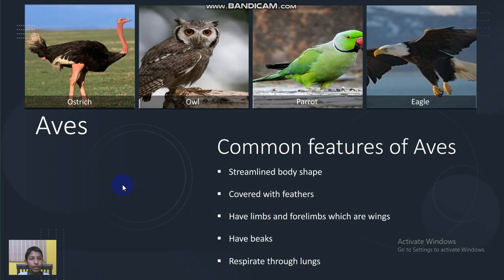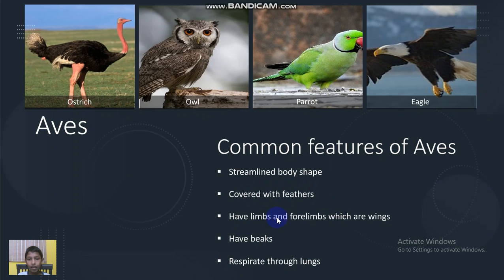The next category we can see here is aves, the flying aves, which includes owls, parrots, eagles and many more, and the flightless aves like ostriches, emus, rheas and cassowaries. Some common features of aves are that they have a streamlined body shape, which is really useful when flying. They are covered with feathers.